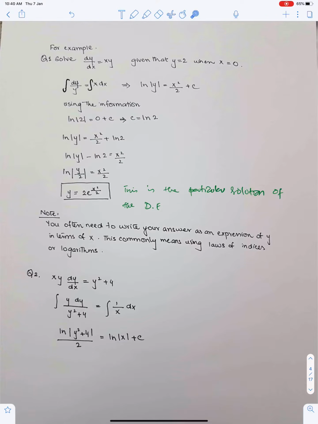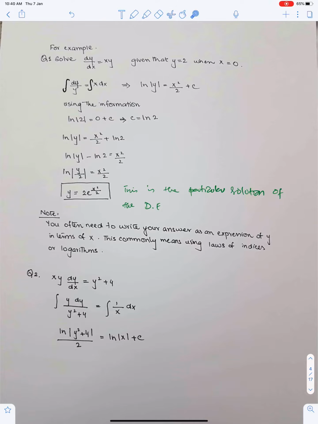Now bring this ln on the left hand side so that we can express these two ln's as a single ln form, and then we can easily make y the subject. This is the particular solution of the differential equation. Note, you often need to write your answer as an expression of y in terms of x. This commonly means using laws of indices or logarithms.